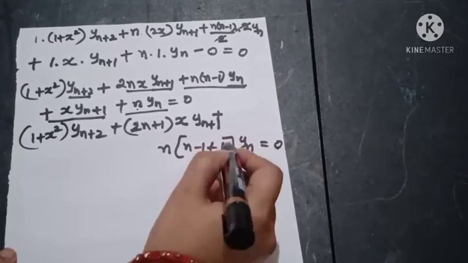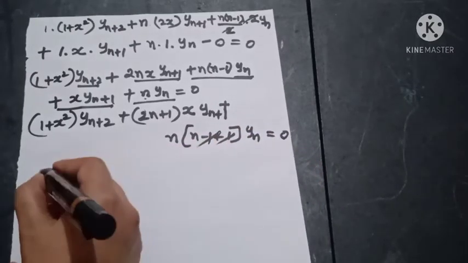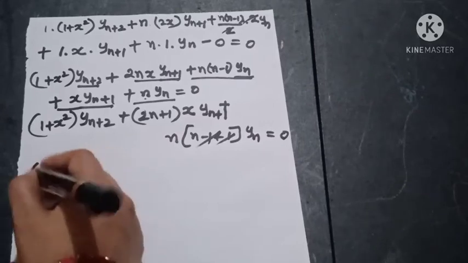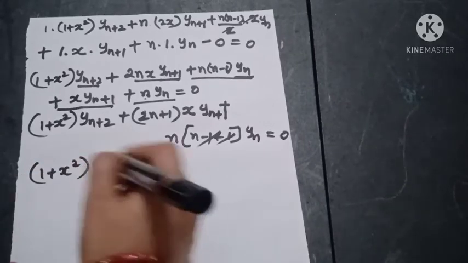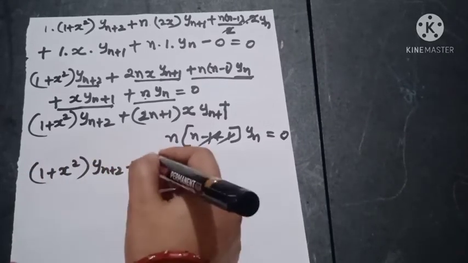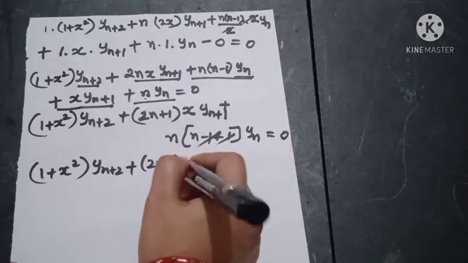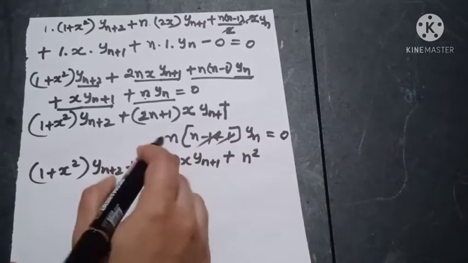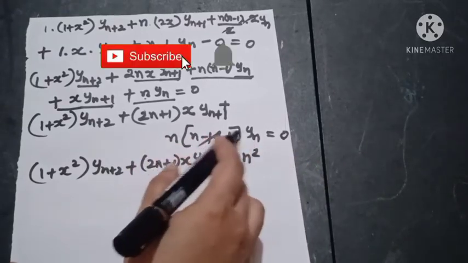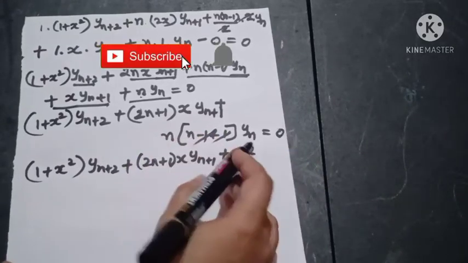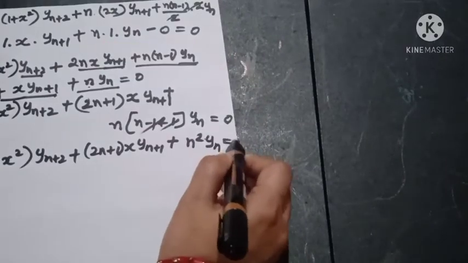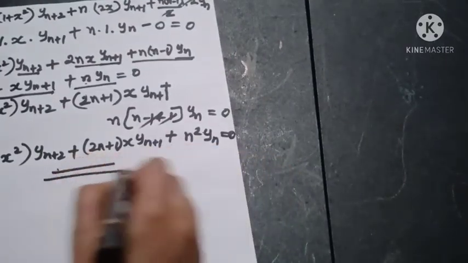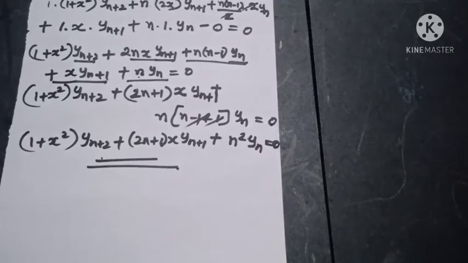is equal to 0. So finally we got the required expression as 1 plus x square y n plus 2, plus 2n plus 1 x y n plus 1 plus, so n into 1 gets cancelled, n into n is n square, yn is equal to 0. This is what was required.